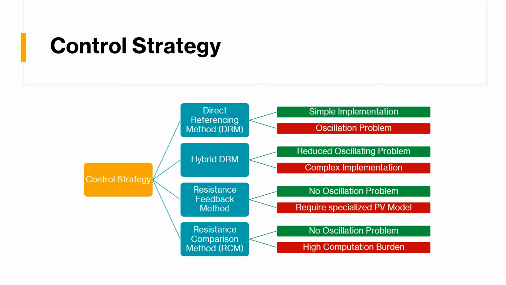Next is the resistance feedback method, which has no oscillation problem, but the problem with this is that it requires a specialized PV model. And lastly, the resistance comparison method or RCM. It also has no oscillation, but the problem is it has a high computational burden.